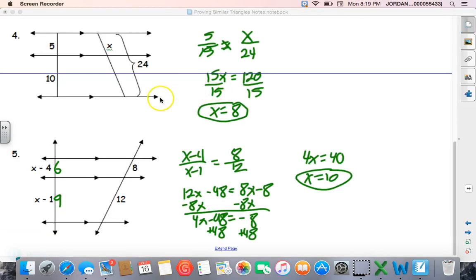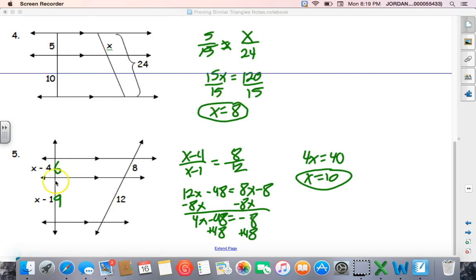Pause your video. Right here, when we set this one up, you got to be careful because 24 is the whole. So since it's the whole, you have to make sure that you use the part over whole right here. So if we do x over 24, that's this part over the whole, so we got to do this part 5 over the whole, which is 5 plus 10, 15. So then once you cross multiply, you get 15x equals 120, and you divide by 15, so x must equal 8.